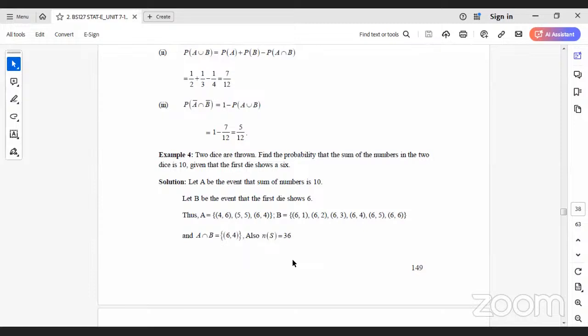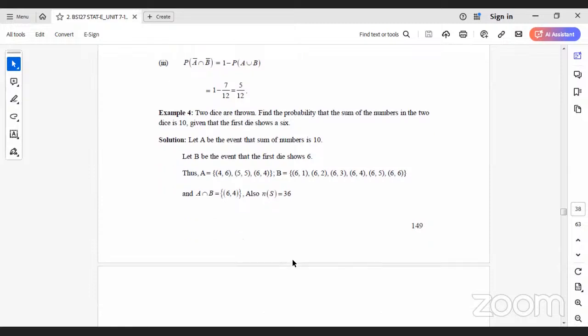Two dice are thrown. Find the probability that the sum of the numbers on the two dice is 10, given that the first die shows 6. Let A be the event that the sum of the numbers is 10, and let B be the event that the first die shows 6. For A, the outcomes are (4,6), (5,5), (6,4). Correct? For B, the outcomes are (6,1), (6,2), (6,3), (6,4), (6,5), (6,6).